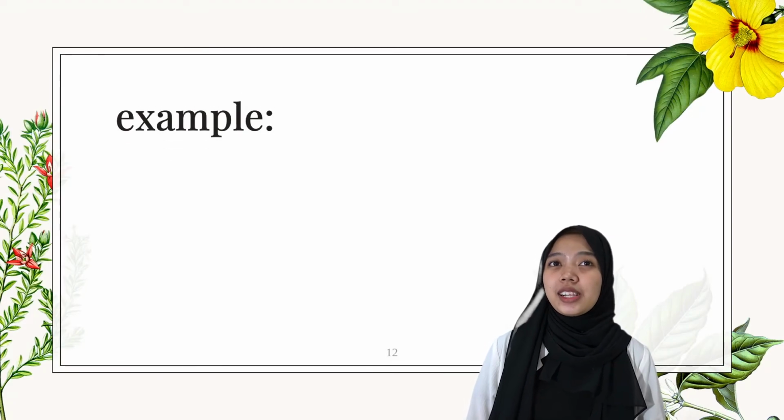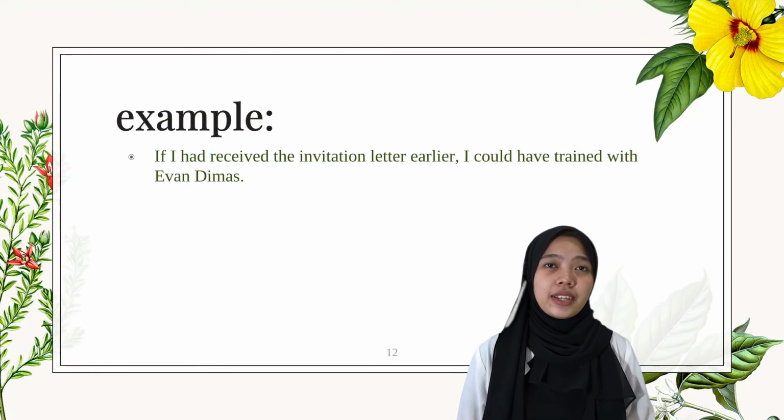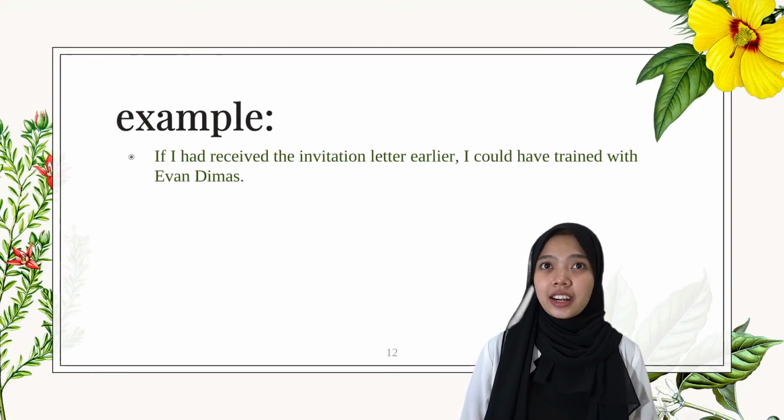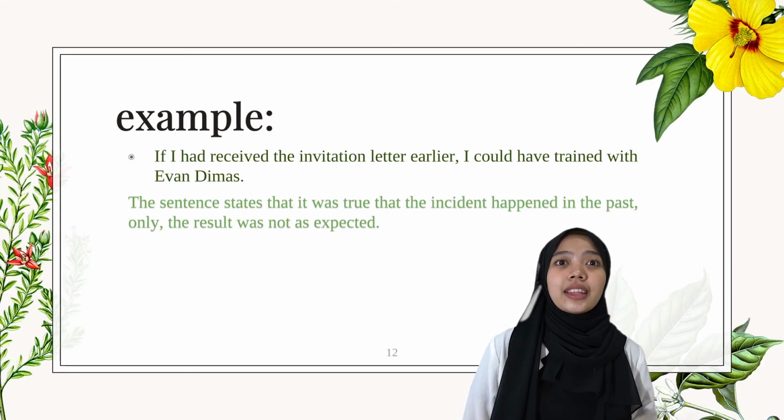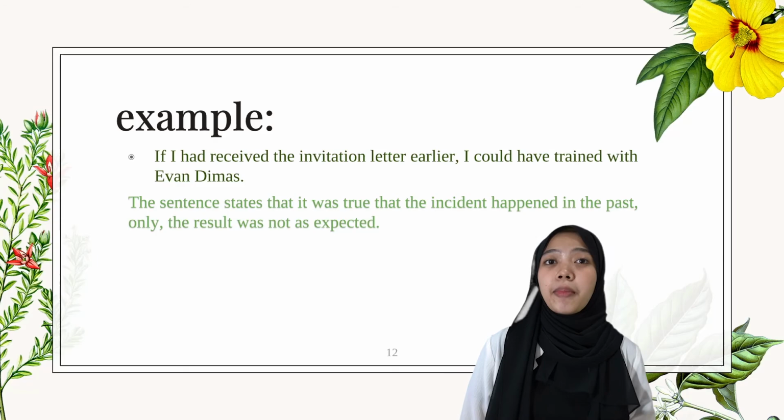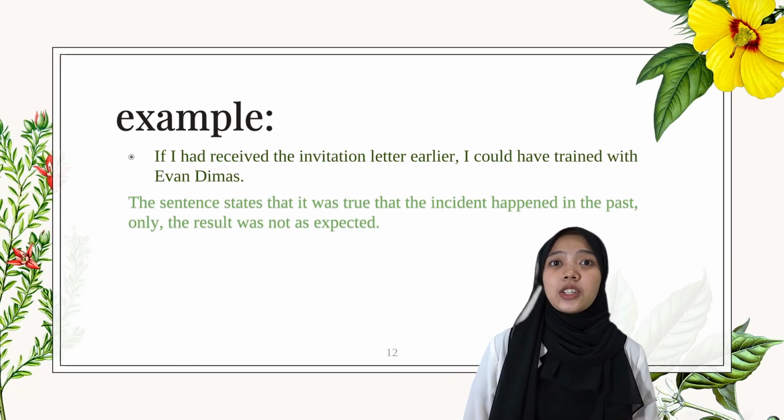For example, if I had received the invitation letter earlier, I could have trained with Evanimas. The sentence states that it was true that the incident happened in the past, only the result was not as expected.